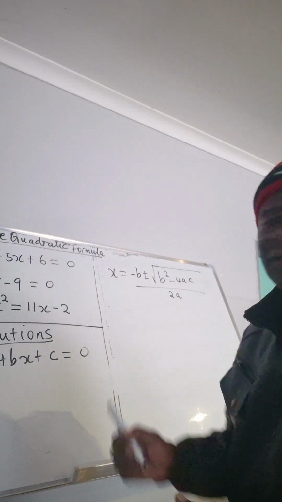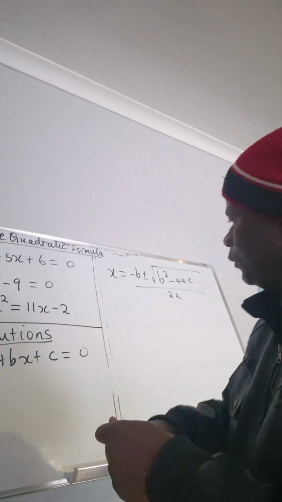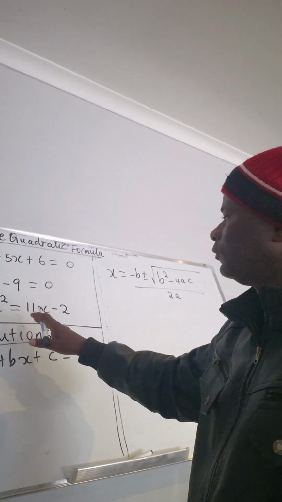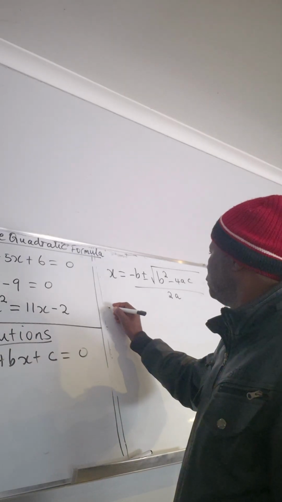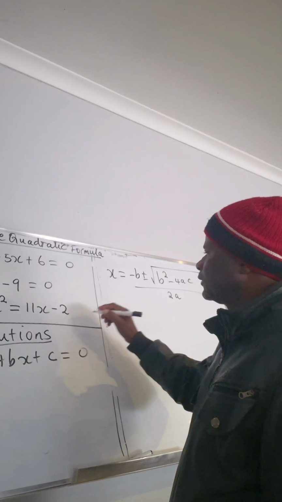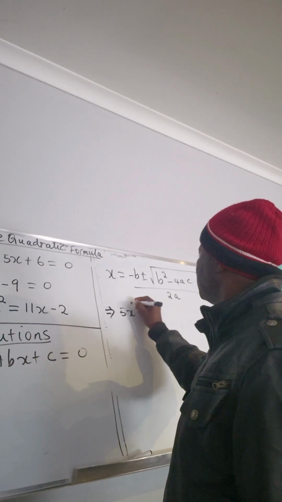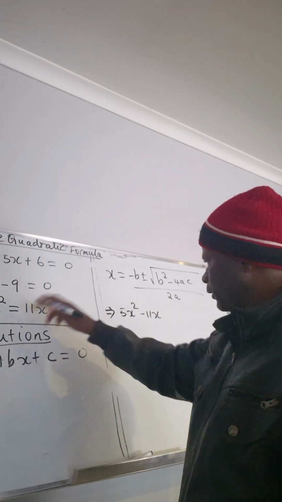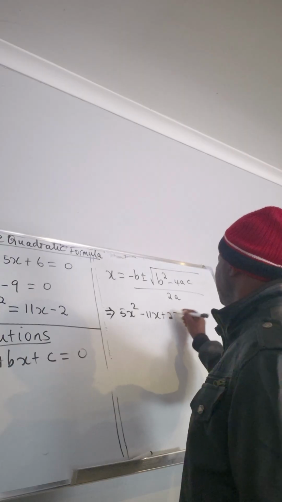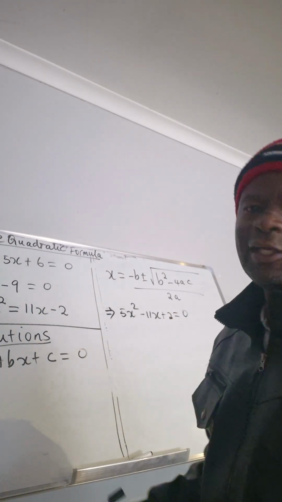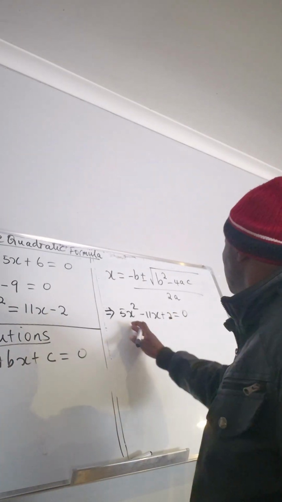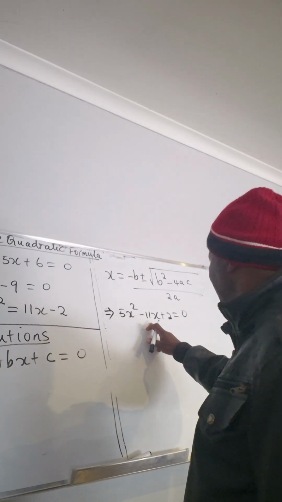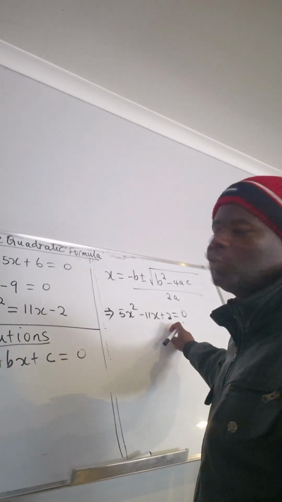This one, you first need to write it in standard form. So the standard form is going to be, this implies 5x squared. You take 11x to that side. Take minus 2 to that side, it becomes positive. Each time you take it to the other side, it changes sign. So this is now in standard form, and our A is 5, our B is minus 11, our C is 2.